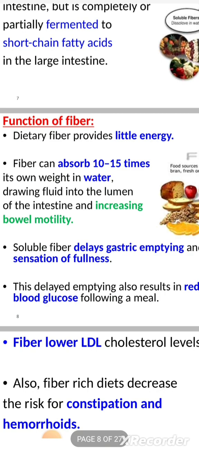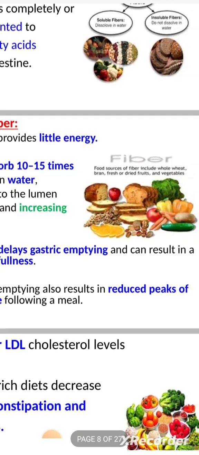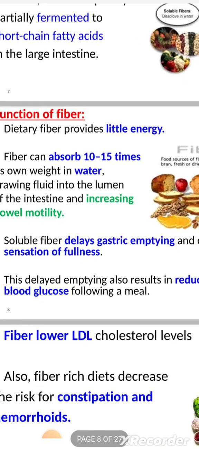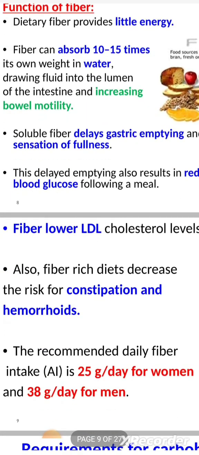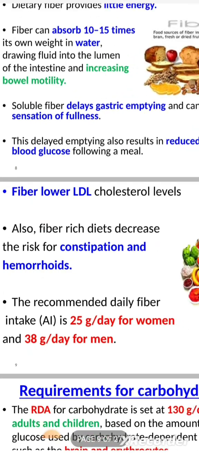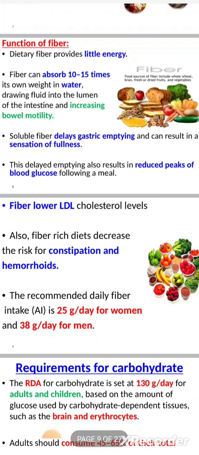Soluble fibers delay gastric emptying. That's good, and can result in a sensation of fullness. When you take some fibers, you can use them in a diet regime. This delayed emptying results in reduced risk of high blood glucose following a meal. Also, it's good for diabetic patients to use fibers. It can delay the absorption of glucose, so there is less of a glucose peak after digestion and absorption. Some claim that fibers can lower cholesterol.